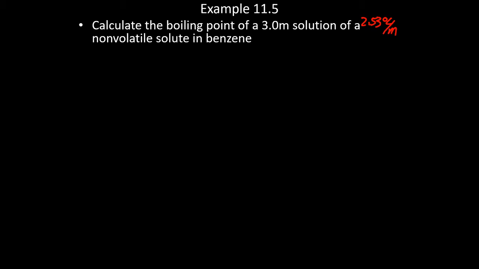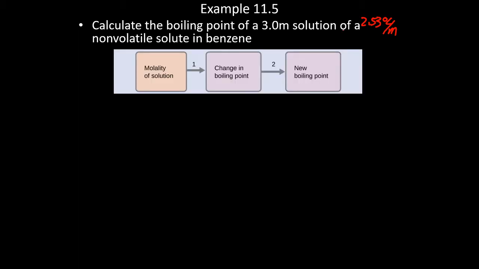Okay, so now that we have the constant there, 2.53 degrees C per molal, we should be able to solve this problem. Our general pathway is going to be, we need to use the molality of the solution, which is given to us in the problem, as well as the constant, to find the change in the boiling point, and then using the change in the boiling point and the original boiling point, we can find the new boiling point.